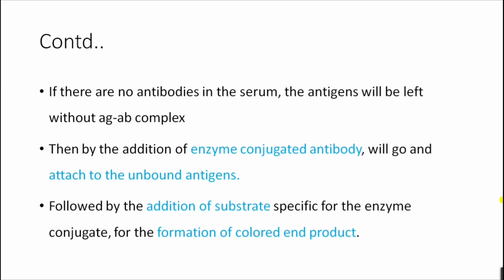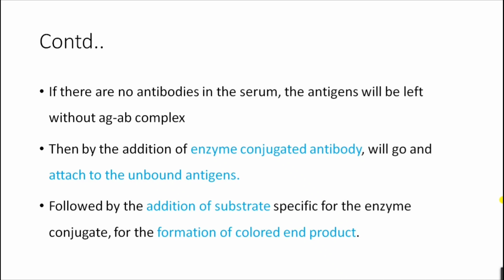Then, by the addition of enzyme conjugated antibody, this enzyme conjugated antibody will go and occupy the unbound antigen which is already present in the microtiter well. So first there will be antigen in the microtiter well and we add the patient sample. If there are antibodies in the patient sample, they will bind to the antigen in the microtiter well. But if there are no antibodies in the patient serum, the antigens will be left free. Upon addition of the enzyme conjugated antibody, it will attach to the unbound antigen. Here this won't act as an antibody towards the primary antibody.